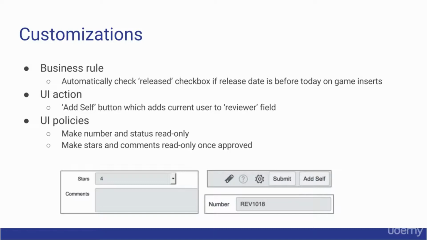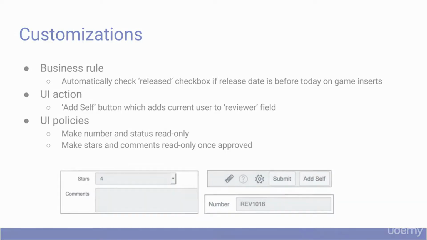We'll create a business rule which will automatically set the released field to true if the release date is before today on new game records. We'll create a UI action which will automatically add the current user to the reviewer field in the review form. And finally, we'll create two UI policies to make the number and status fields read-only and make stars and comments read-only once the review has been approved.